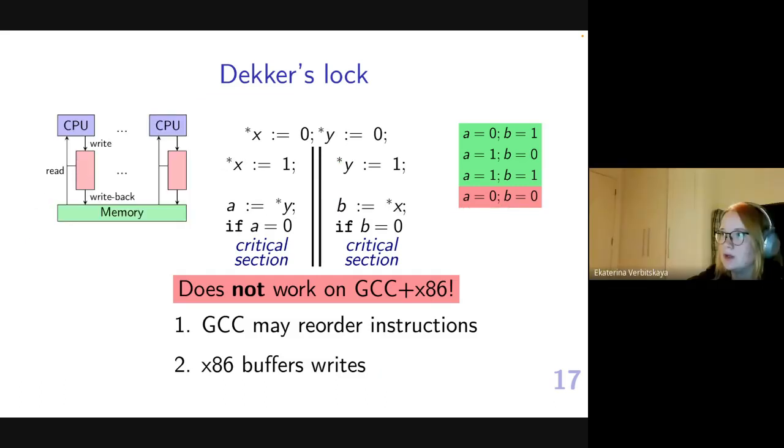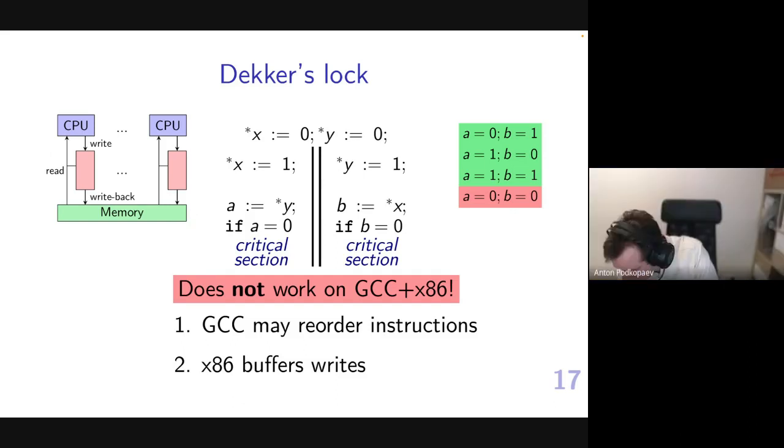Anton? Yep. There is a comment in the chat that there is no flushing. The buffer is drained to the coherent cache as fast as possible. Can you please elaborate? Sorry, I'll open. Okay. The buffer is drained to the coherent cache as fast as possible.